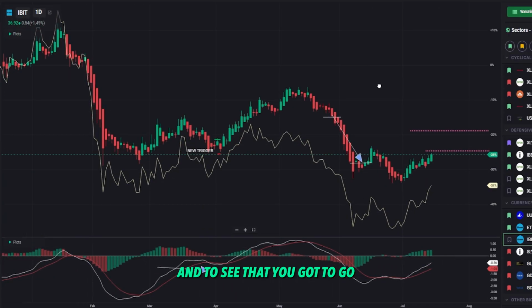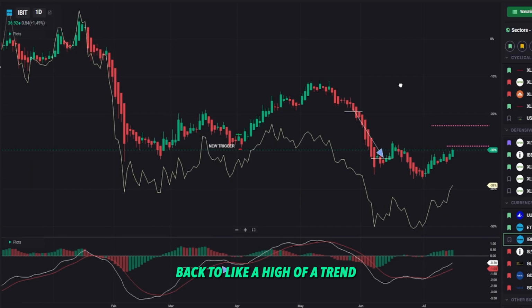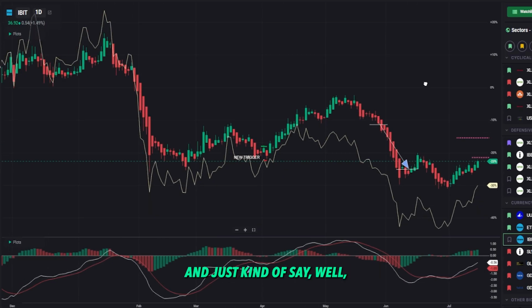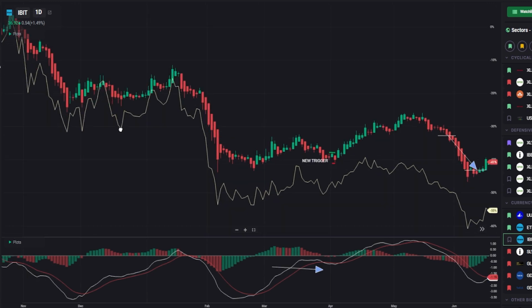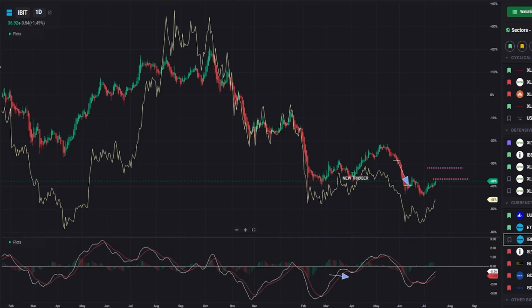And to see that, you got to go back to like a high of a trend and just kind of say, well, when it's bullish, is one more bullish? And when it's bearish, is one more bearish? I bet it's a little more volatile. You see that? Let me zoom. Whose makes the more drastic?